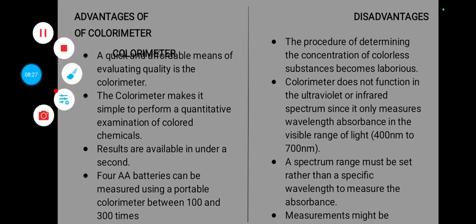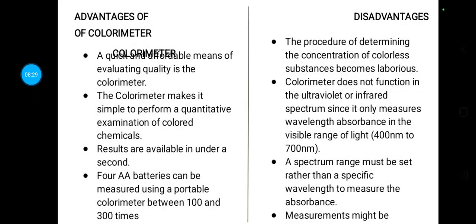Next is advantages of colorimeter. So the first one is that a colorimeter is a quick and affordable means of evaluating quality. Then it makes it simple to perform a quantitative examination of colored chemicals. Results are available in under a second. Then 4 AA batteries can power a portable colorimeter for between 100 and 300 measurements.